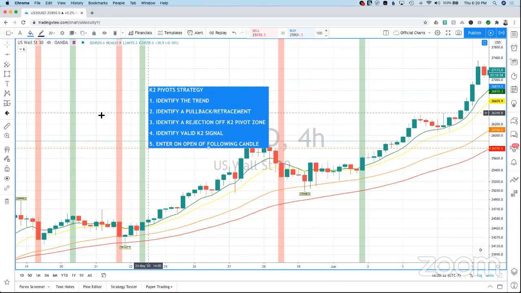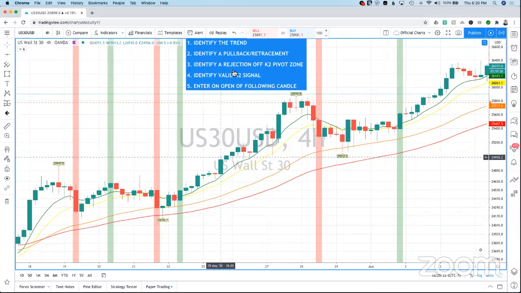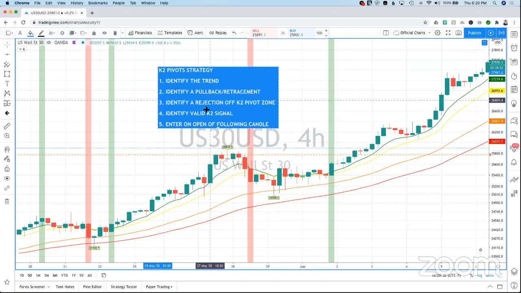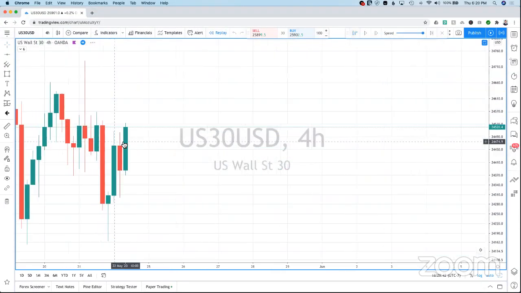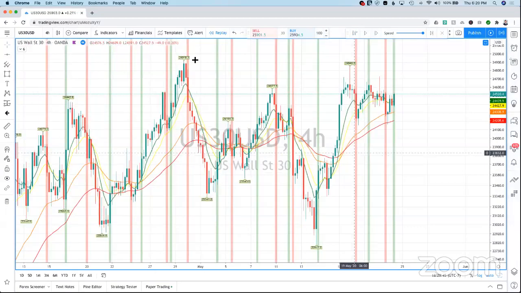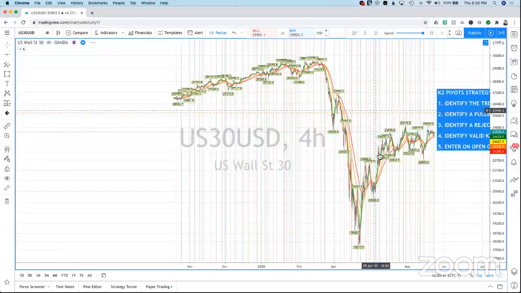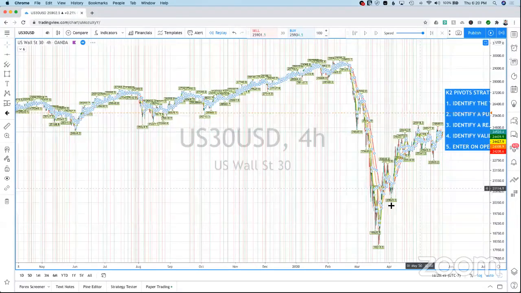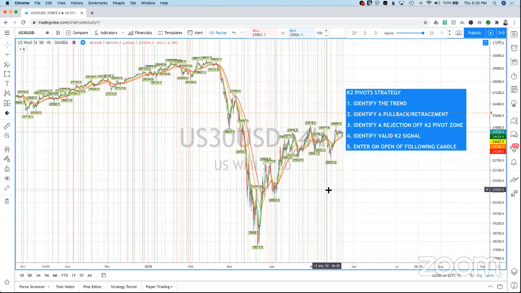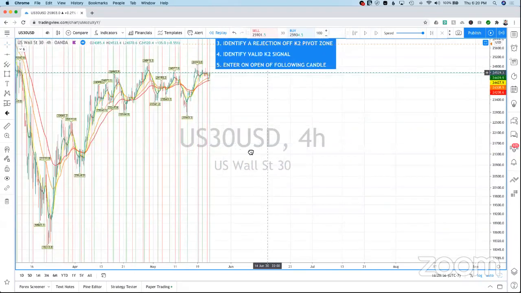All right, so going over the requirements. So first, you want to, let's see. We can start from, let's just rewind. Select this candle right here, because this would be a good example. Oh no, what's going on? Let's pull this down right here.